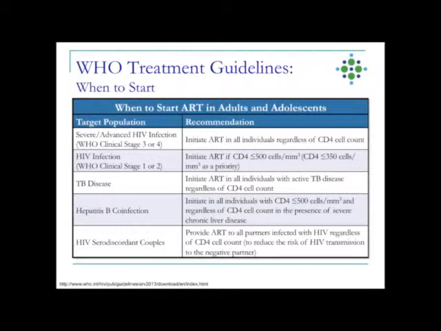In addition, special populations are highlighted here. Individuals with concomitant tuberculosis, ART is clearly beneficial in those with active TB disease, regardless of CD4 count. Same is true with hepatitis B co-infection and severe liver disease. And the WHO guidelines now also acknowledge the importance of using ART as a prevention tool in serodiscordant couples. And the WHO guidelines do suggest that we provide ART to HIV-infected partners who are in serodiscordant relationships.